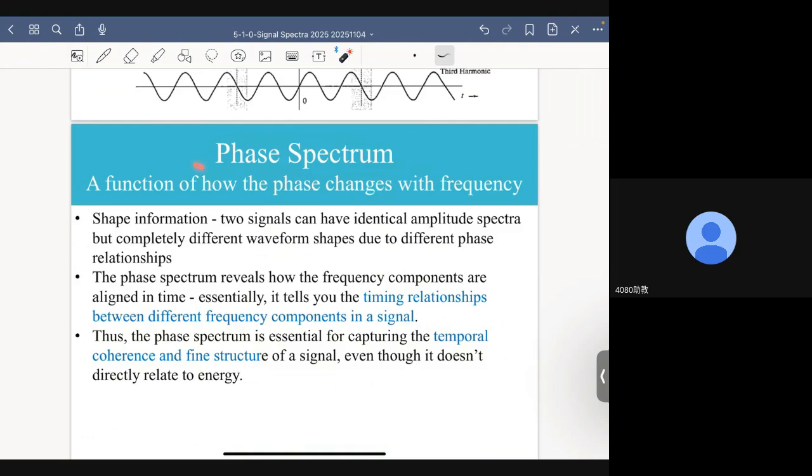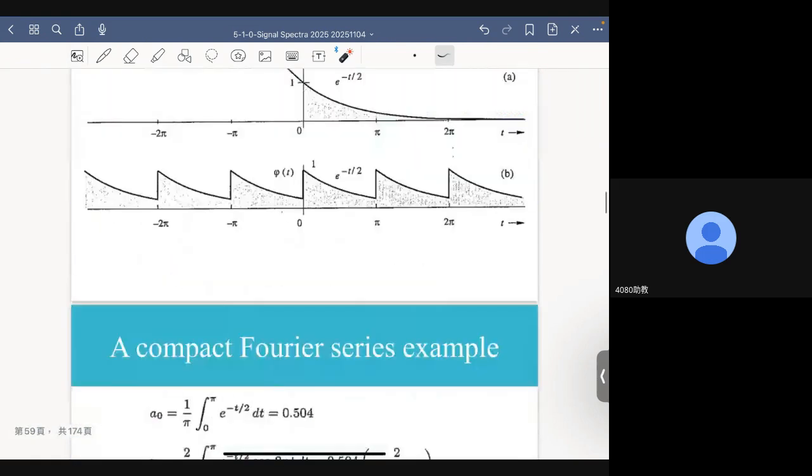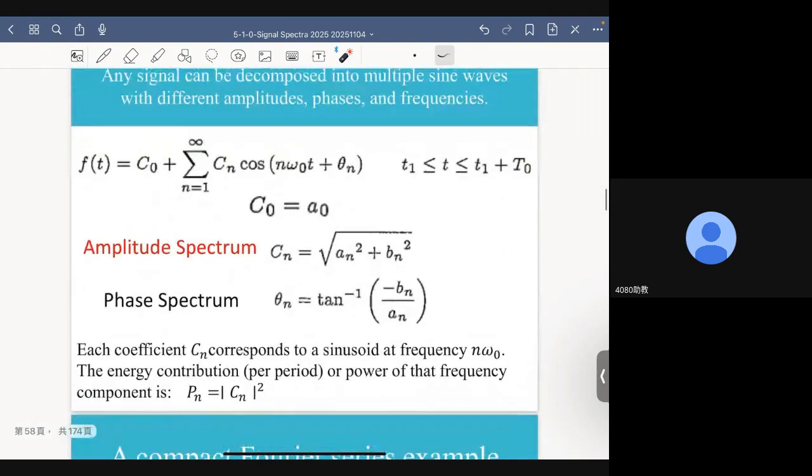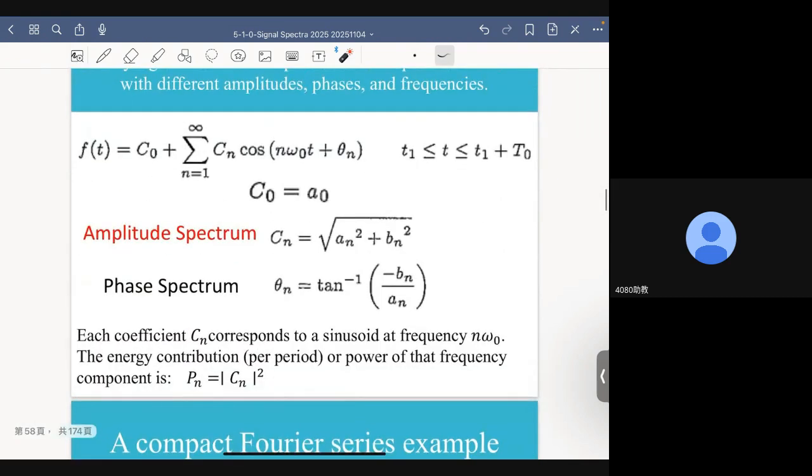because the phase spectrum has a strong connection with the temporal coherence and fine structure of the signal, even though it doesn't directly relate to energy. What is directly related to energy? The amplitude spectrum. So, did I miss a remark here? Yes. Let's go back to the compact Fourier series.